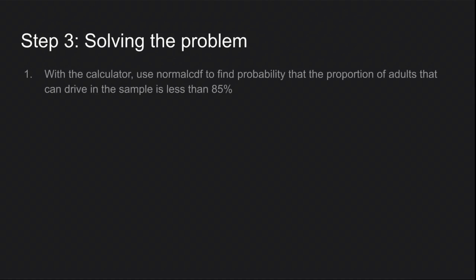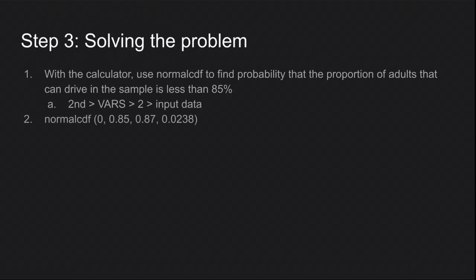Moving on, step 3, solving the problem at last. The easiest way to do this is with a calculator, using normal CDF to find the probability that the proportion of adults that can drive in the sample is less than 85%. To use normal CDF, you press on your graphing calculator second, vars, 2, or normal CDF, and then you input some data. It should look like this: normal CDF in parentheses 0, 0.85, 0.87, 0.0238, and parentheses. I'll go over what these values are.